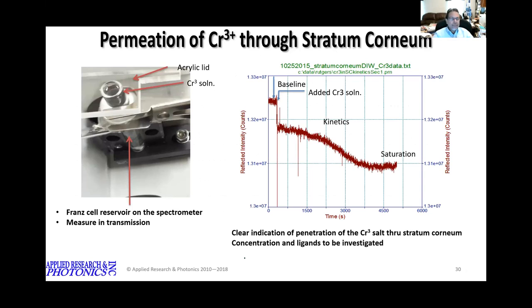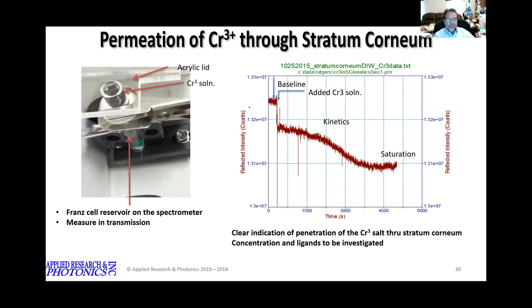So on the left, you see the setup for the Franz diffusion cell fitted into our spectrometer. There is a reservoir at the bottom, shown by this yellow, and the top portion where you apply the sample. Because it is inside the spectrometer, the measurement is being done in transmission.